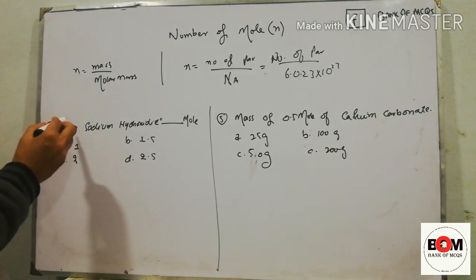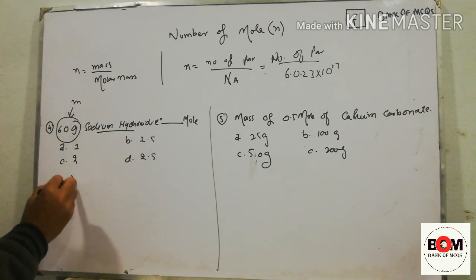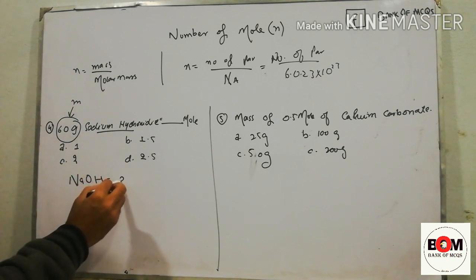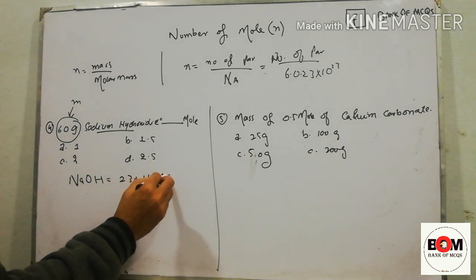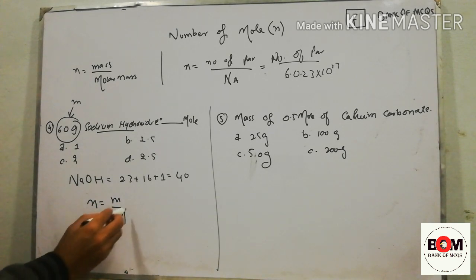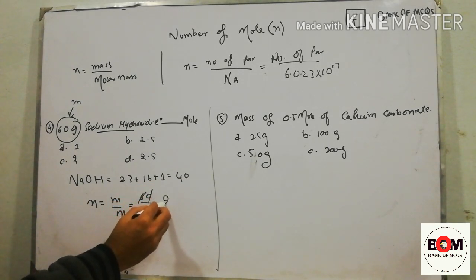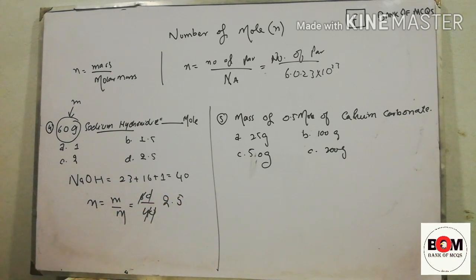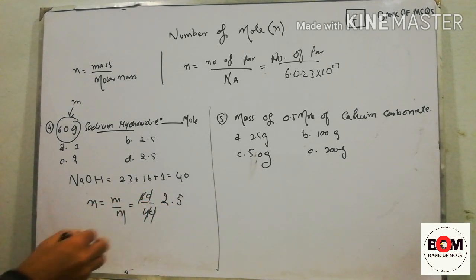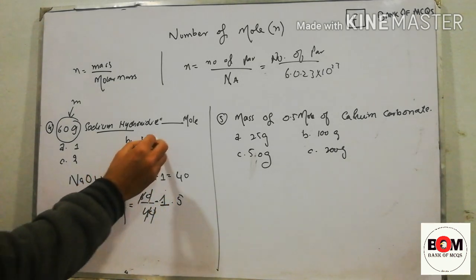Now given is 60 gram, that becomes the mass. Now sodium hydroxide, it means NaOH, its molecular mass is Na equal to 23, oxygen is 16, hydrogen is 1, so that becomes 40. Now by formula we know that number of moles is equal to mass divided by molar mass, where mass is 60 gram divided by molar mass 40 gram. 0 is 0, 4 2s are 8, 2 remains 20, and 4 5s are 20. So 1.5 is the answer. So option B is correct.